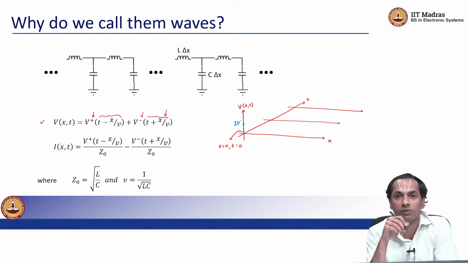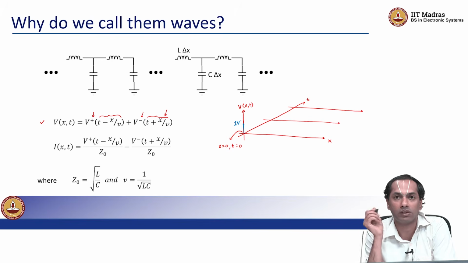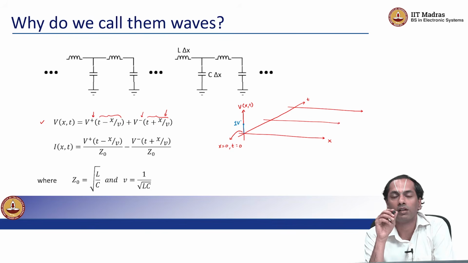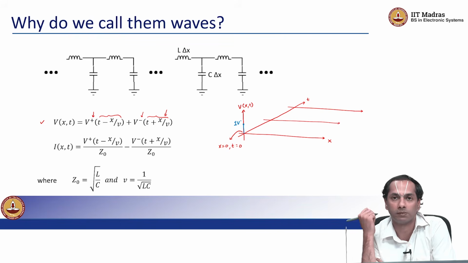So remember that this V plus of t minus x by v, any function could satisfy as long as t minus x by v come together. This is one such function, where the function just takes up a value at a particular x, and everywhere else along the transmission line, if I were to measure the voltage, it is 0. So it is sort of like a delta function. So I have voltage just defined at one particular x value. So now I want to see how this evolves over time.